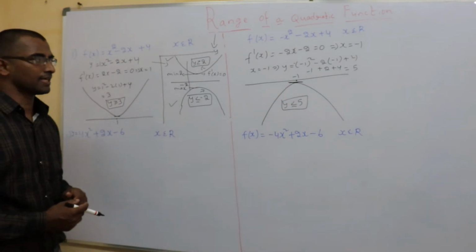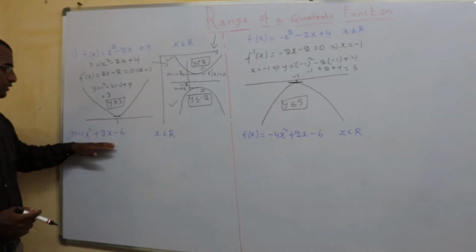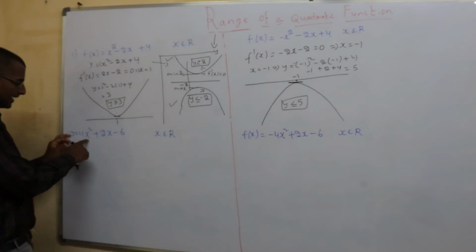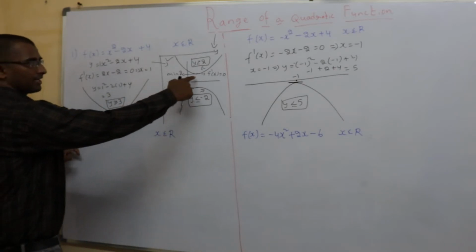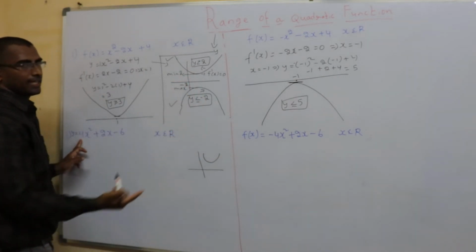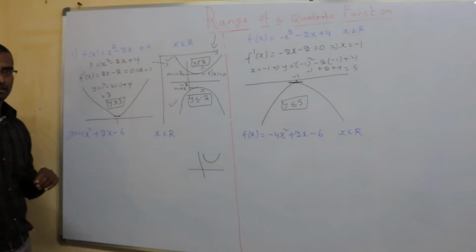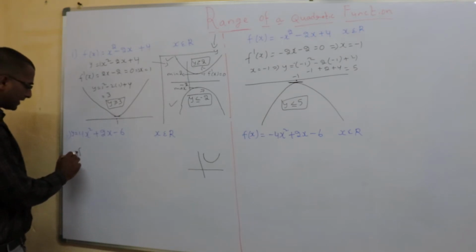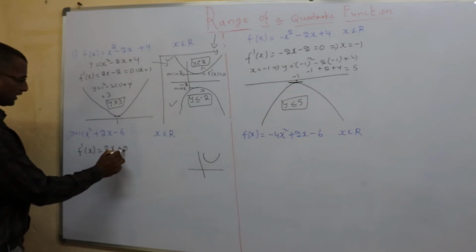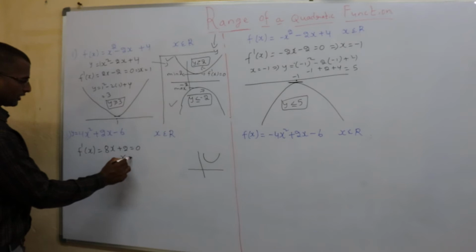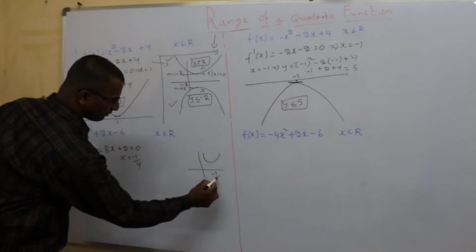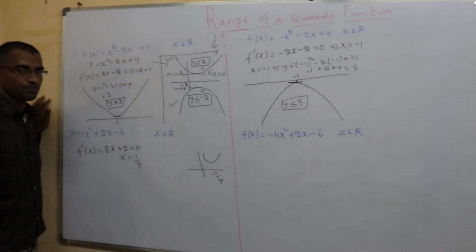That's it. Now one more example. 4x square plus 2x minus 6, x belongs to R. What is the sign before x square? Positive, so I get this kind of graph. And this will be my range whenever x belongs to R. So directly f dash x will be how much? 8x plus 2 equal to 0. So x equals minus 1 by 4. So when it is minus 1 by 4, my graph is like this.